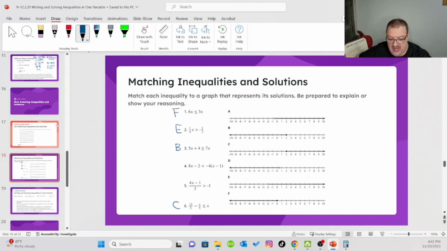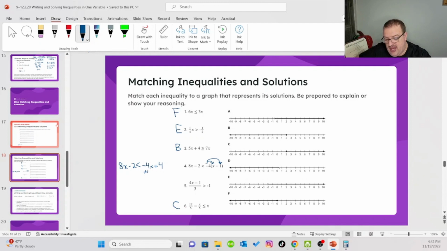Now we can look at this problem here for number 4. First thing I'm going to do is distribute this -4 into the parentheses. Negative times a positive is a negative, 4 times x is 4x. Negative times a negative is a positive, 4 times 1 is 4.